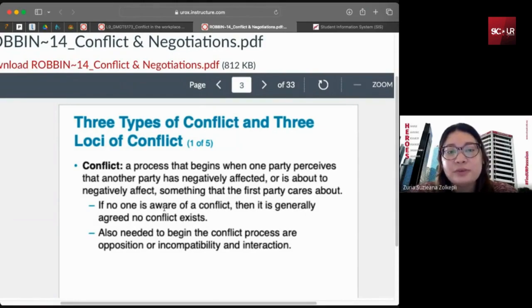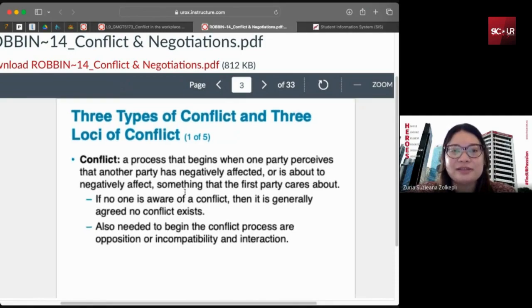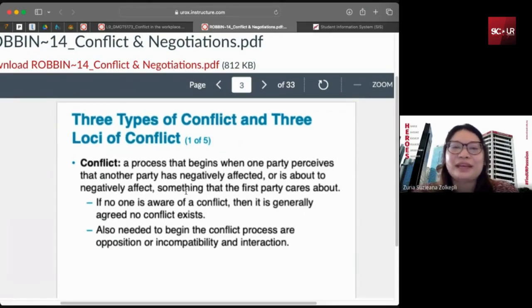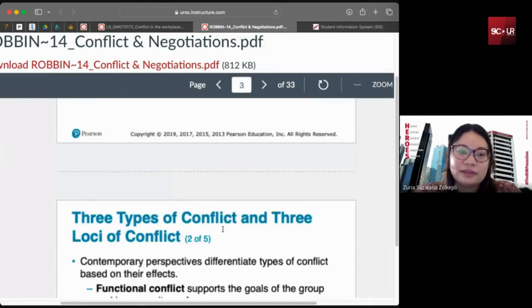If no one is aware of a conflict, then it is generally agreed no conflict existed. Throughout this topic, we are going to see some of the characteristics of why sometimes we feel there is no conflict anywhere. I don't feel anything, or I don't feel like I'm in disagreement. Maybe because you are someone who is avoidant, meaning you refuse to engage, so you tend to see that there is no conflict anywhere. Also needed to begin the conflict process are opposition or incompatibility, and interaction.